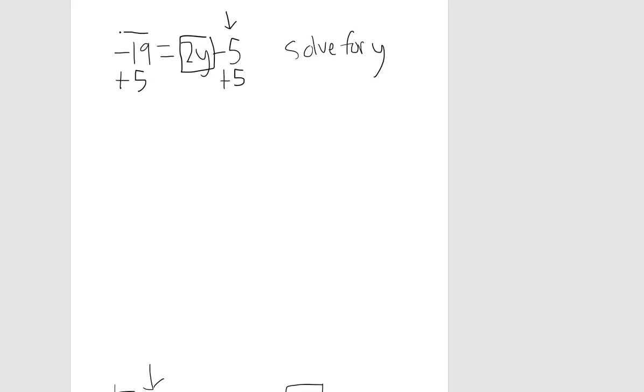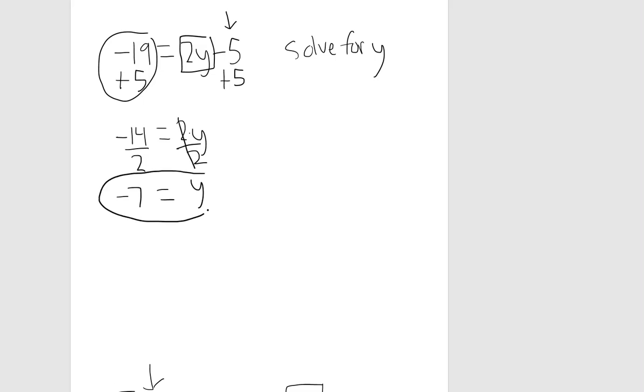And then in your calculator, if you put in negative 19 plus 5, you get negative 14 is equal to 2 times y. Then from there, in order to get the y alone, we have to get rid of the multiplication of 2, so we use division. If we divide the right side by 2, 2 divided by 2 leaves us with 1y. We also need to divide the left side by 2, so we get y equals negative 7. Okay, let's look at another one.